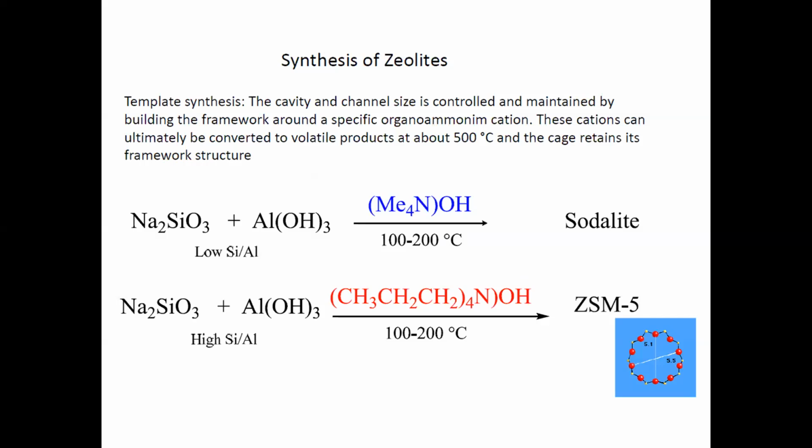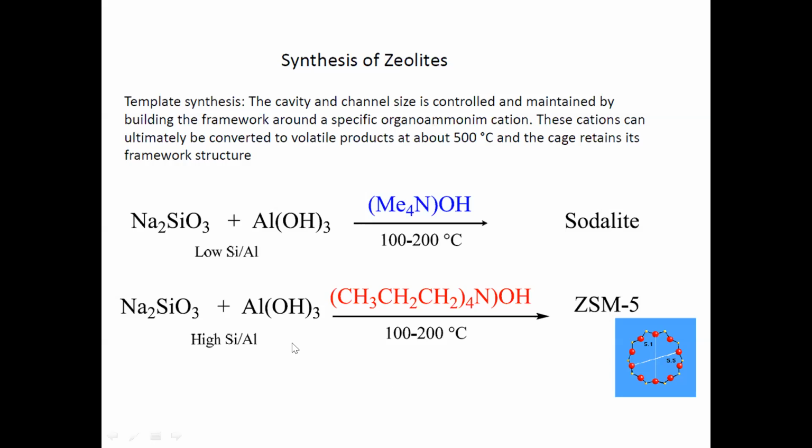So let's see. This is the final example, the final slide on zeolites. So this is template synthesis. In this case, the cavity and the channel size is controlled and maintained by building the framework around specific organoammonium cations. These cations can ultimately be converted to volatile products at about 500 degrees centigrade. So once you get the zeolite, if you heat it, the template will burn away, but the zeolite retains the framework structure.